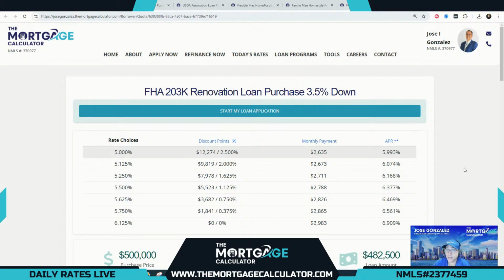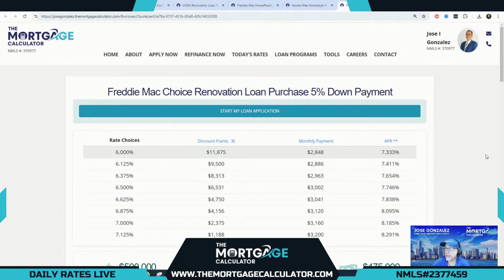6.125 is our lowest cost option at par, and you can buy that down all the way to 5% at a cost of 2.5 points. So this is our FHA option. Then we have a few conventional options.